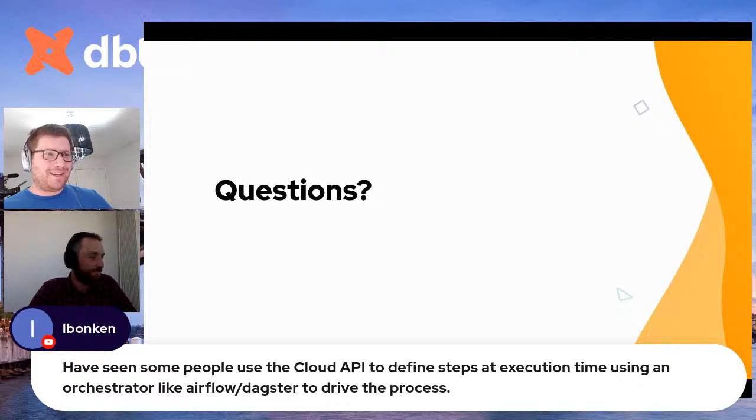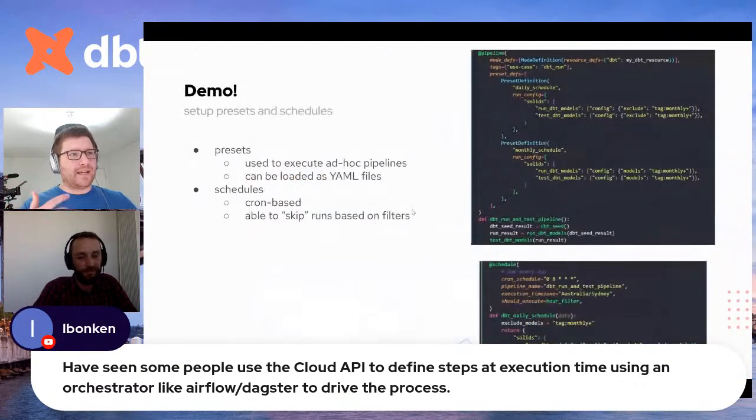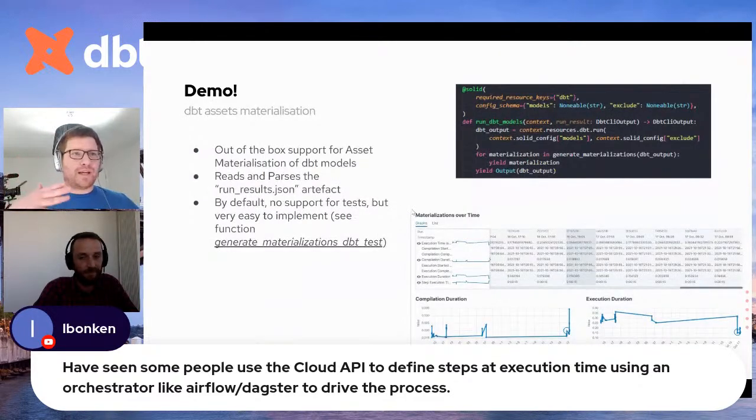So Bonkin, their handle, has asked, it's more of a statement than a question, but they're saying, I've seen some people use the Cloud API to define steps at execution time using an orchestrator like Airflow or Dagster to drive the process. Is that another way that we could do that with Dagster? And what are the pros and cons? So you get less flexibility around, say, tag-based filtering and things like that, or?